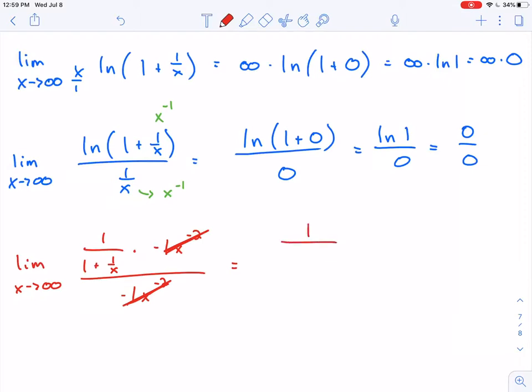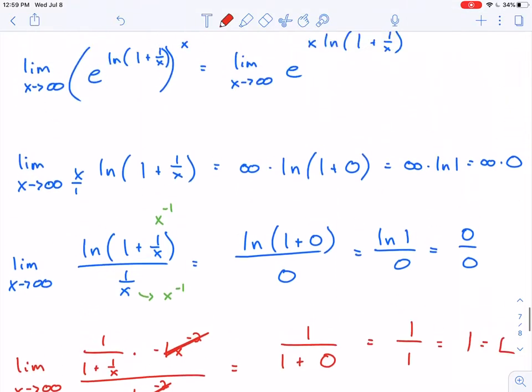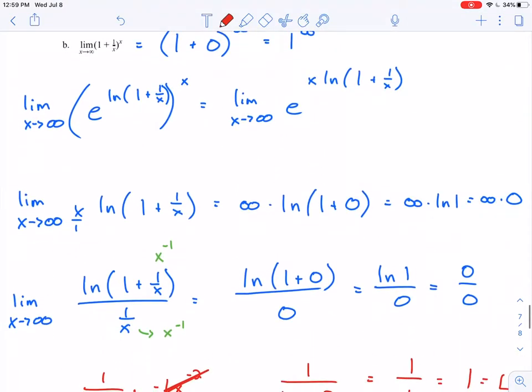So let's look at this limit then. 1 over 1 plus 1 over x: as x grows, 1 over x will approach 0, so I have 1 over 1. This approaches 1. But remember, that's not our answer. That's what the power approaches. This is all equal to L. You need to take this and say that is what this piece approaches.